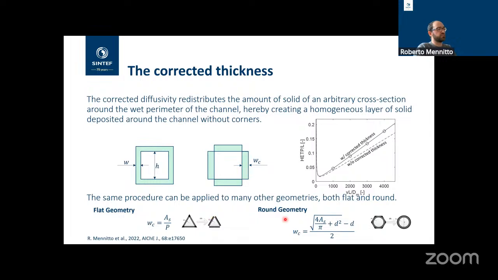On the other side, for round geometries, especially the hexagonal channel, that is a quite practical application, this is the equation that one has to use, where, again, we take the portion of solid that is not in direct contact with the free cross-section and we redistribute it around the hollow fiber.